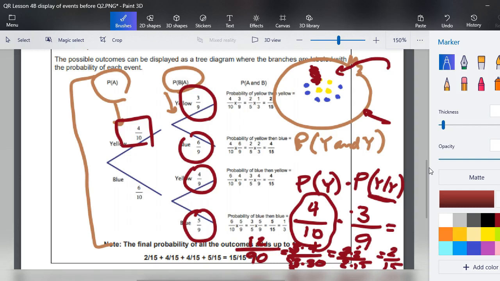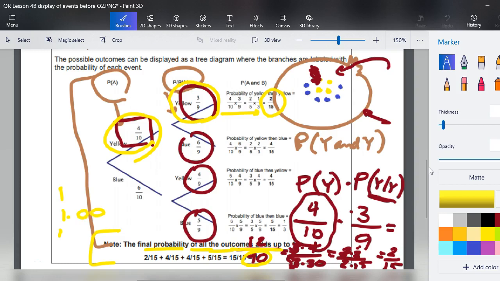And if you look up here and follow the tree diagram, let me grab one more color. Let me grab yellow. Notice we had the 4 out of 10 that we would get a yellow, 3 out of 9 that we would get the next yellow. With all of the mathematics, woohoo, we match. But one huge note to put with all of your vocabulary: the final probability of all of the outcomes is going to add up to 1, a 1.00, or as we can say, 100%. All the possible events have to add up to 100%.